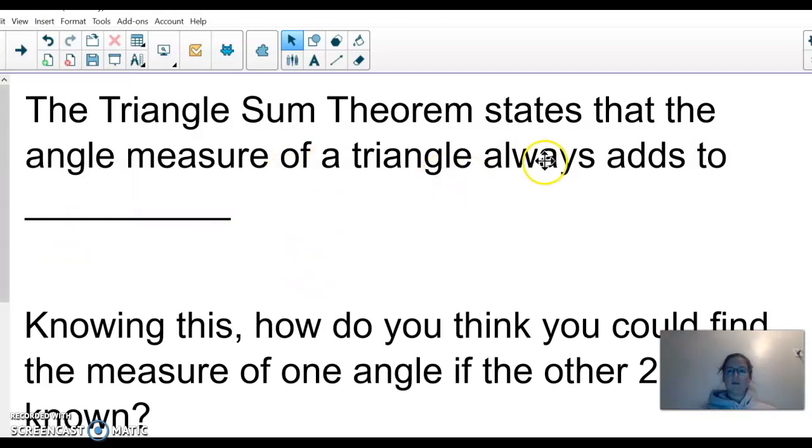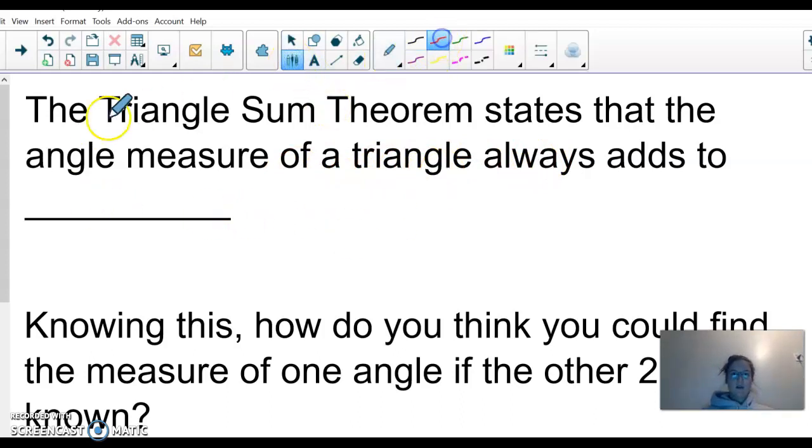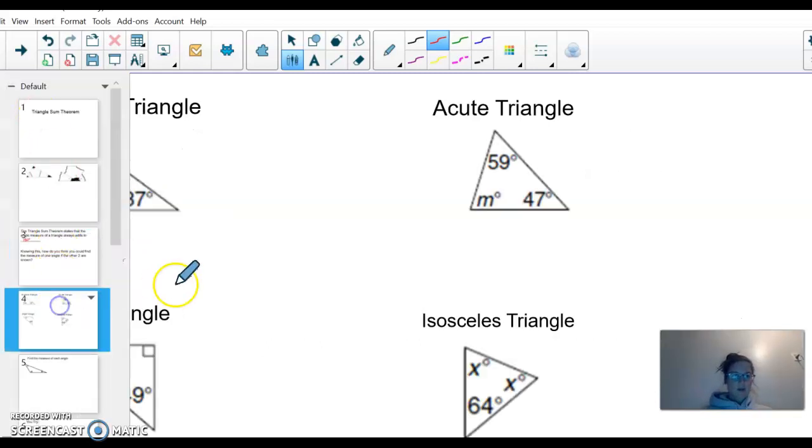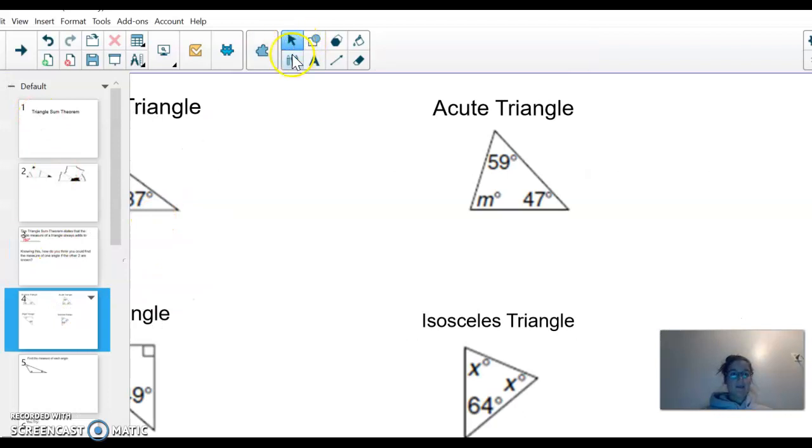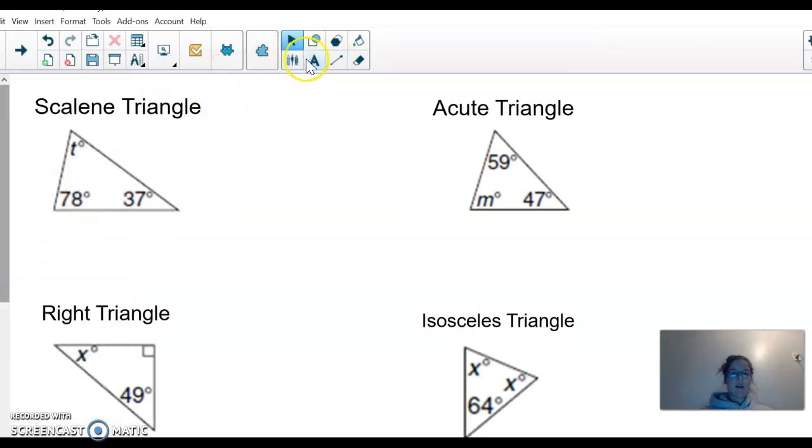The triangle sum theorem states that the angle measurement of a triangle always adds to 180 degrees. So if you're following along in your notes and you want to write it down, it'd be 180 degrees. So knowing this, if you know one or two other measures, you can figure out what the missing measurements of the triangle is. So that brings us to today's lesson and figuring out the missing measurements of a triangle. So every triangle adds up to 180 degrees.